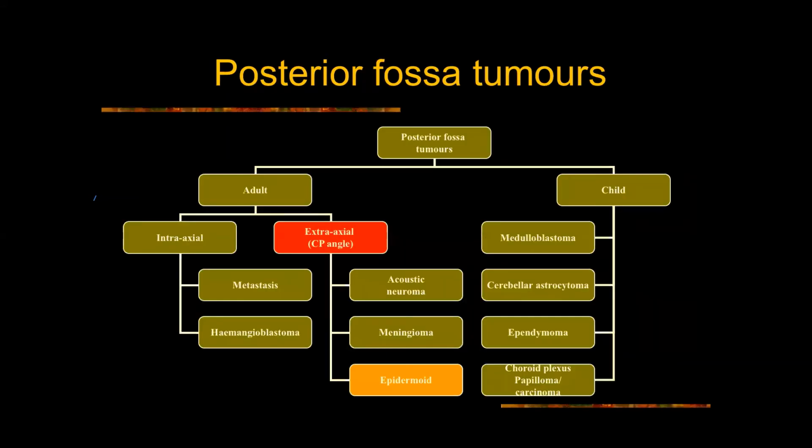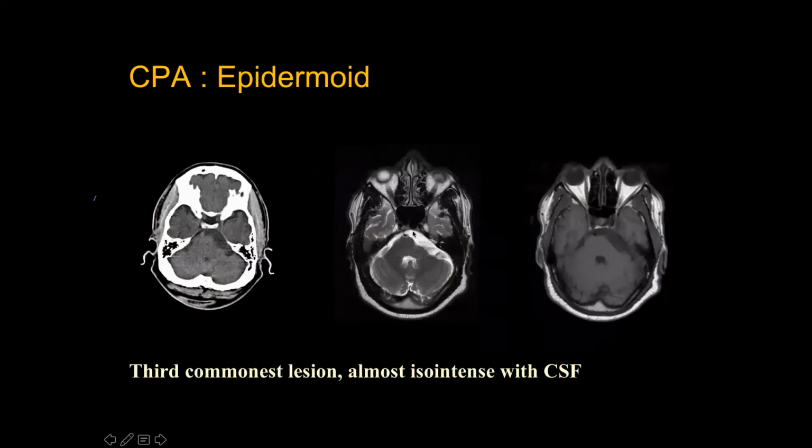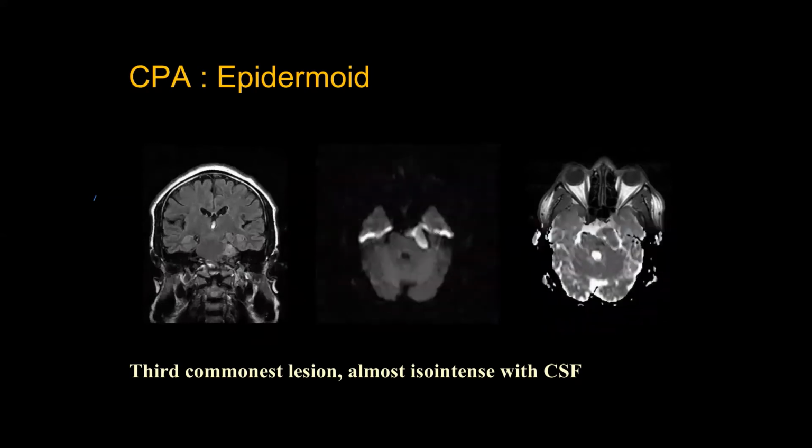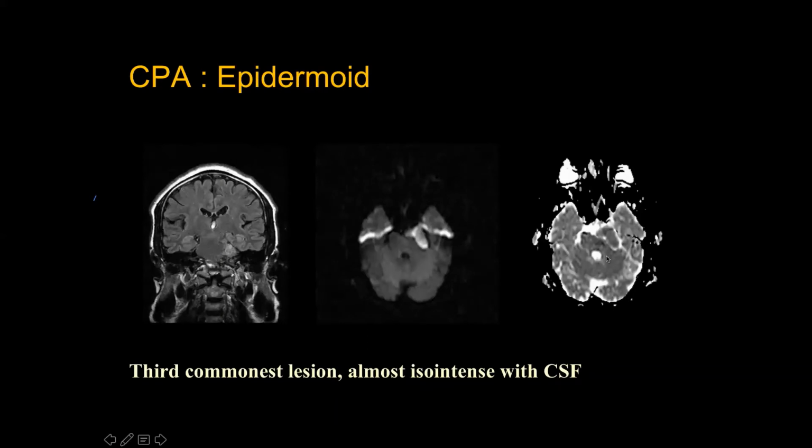Now, the third commonest lesion is the epidermoid. Epidermoid is completely different. They just look like a cystic space. Low density on CT, bright on T2, low on T1. They do not enhance. But when you do diffusion weighted imaging, it has high signal on diffusion trace, black on ADC, diffusion restriction. A CP angle lesion like this equates to epidermoid.